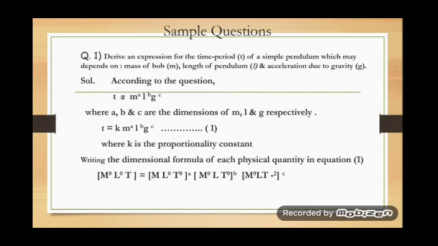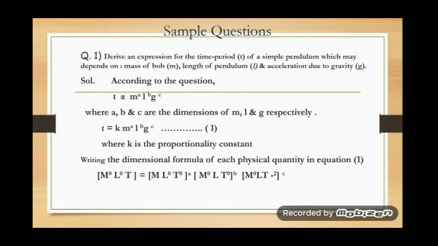In the equation form we can write T directly proportional to m to the power a, L to the power b, g to the power c. Here a, b and c are the dimensions of m, L and g. Now we will substitute the dimensional formula of each physical quantity present in the equation. That is, we have to put the dimensions of T, m, L and g.